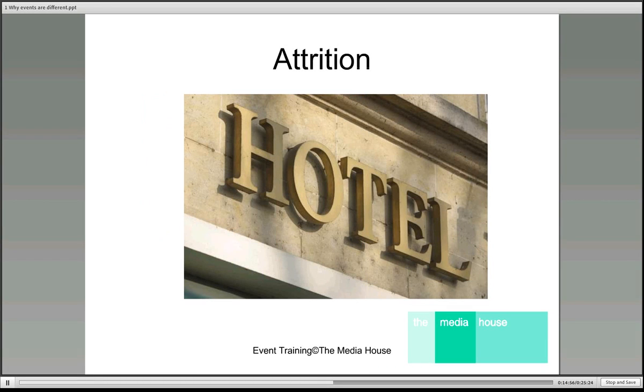Just wanted to mention a word you may be familiar with, which is attrition. Attrition doesn't always have a consistent meaning in the industry, but effectively what happens when you work with a hotel, you'll often find that you'll be having to block book a number of rooms at a certain rate. Now, attrition can mean a couple of things.